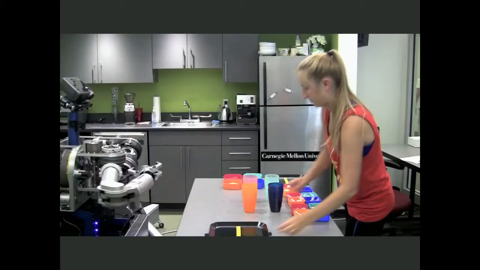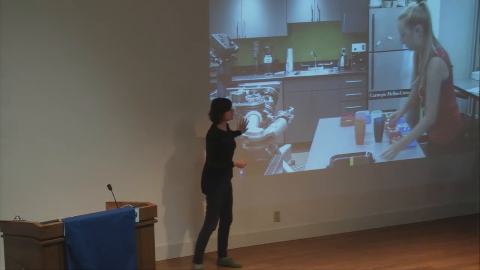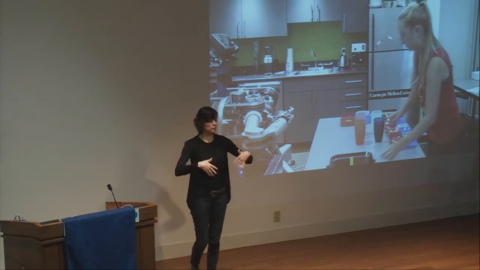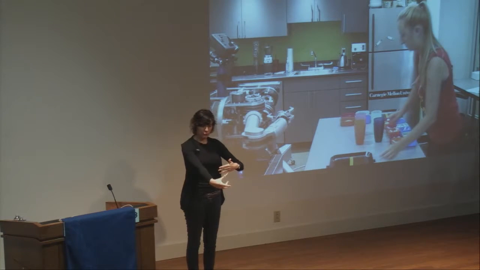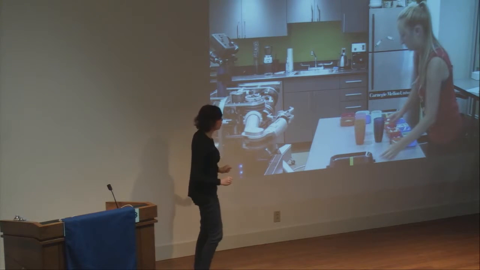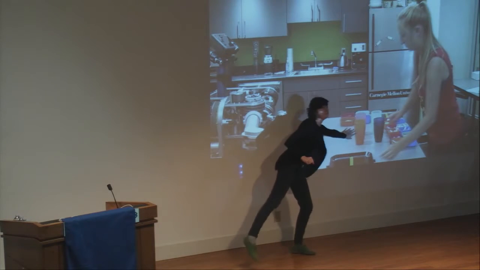But I love showing this because it really shows what can go wrong. So here we have a robot that's using this kind of motion planner that's trying to reach for a cup and avoid collisions. That's what the robot is doing. And it's going to reach for one of these cups.